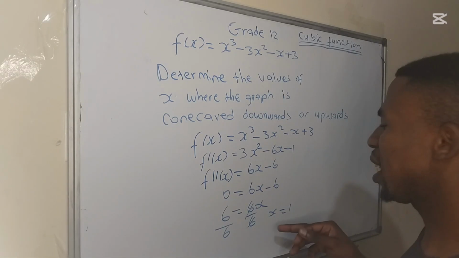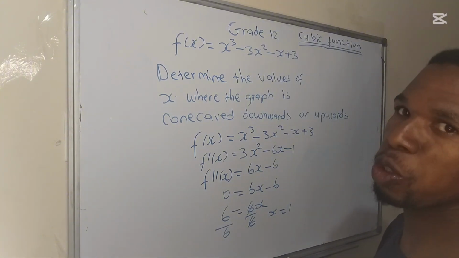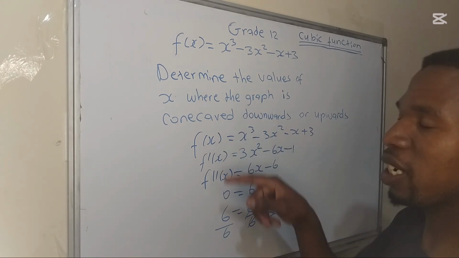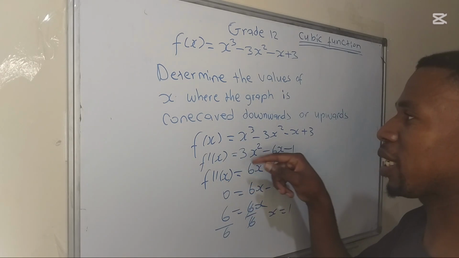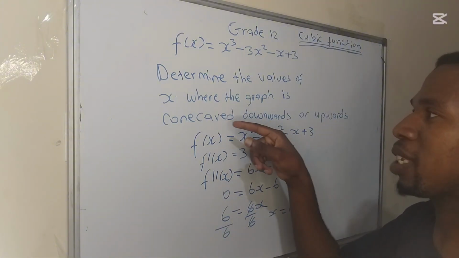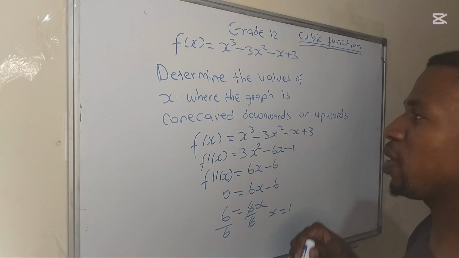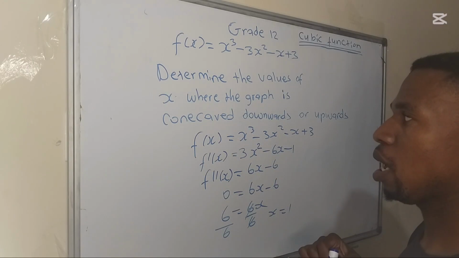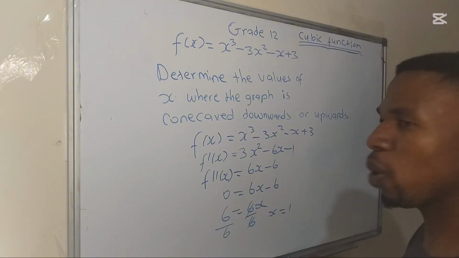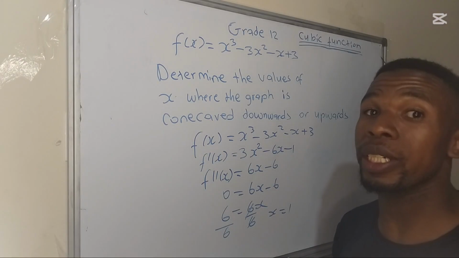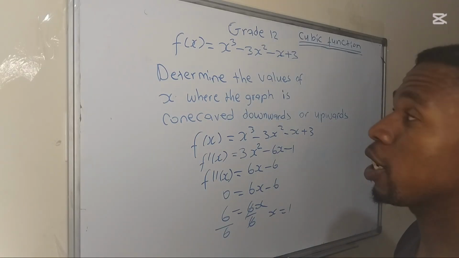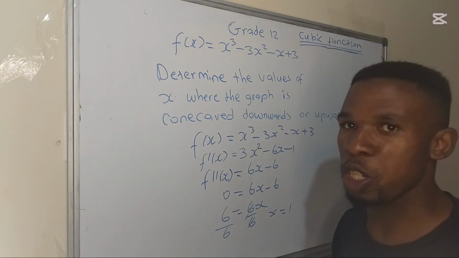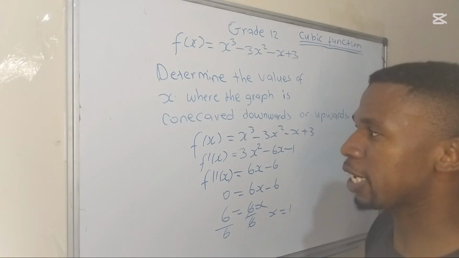But there is no need of finding the y value, because the main objective here is not to find the point of inflection, but to answer the question that says determine the concavity of the graph, determine the values of x whereby the graph is concave downwards and upwards. The x coordinate of the point of inflection is the only coordinate that is going to allow us to determine those portions of the graph whereby our graph is concave downwards or upwards.